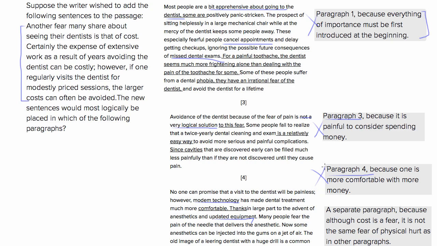Choice four tells us a separate paragraph because although cost is a fear, it is not the same fear of physical hurt as in other paragraphs. And this is true. Cost is more of a psychological fear, being afraid of paying money for something. So it will make sense to put this in its own paragraph, make it its own idea. So choice four is going to be the best answer.